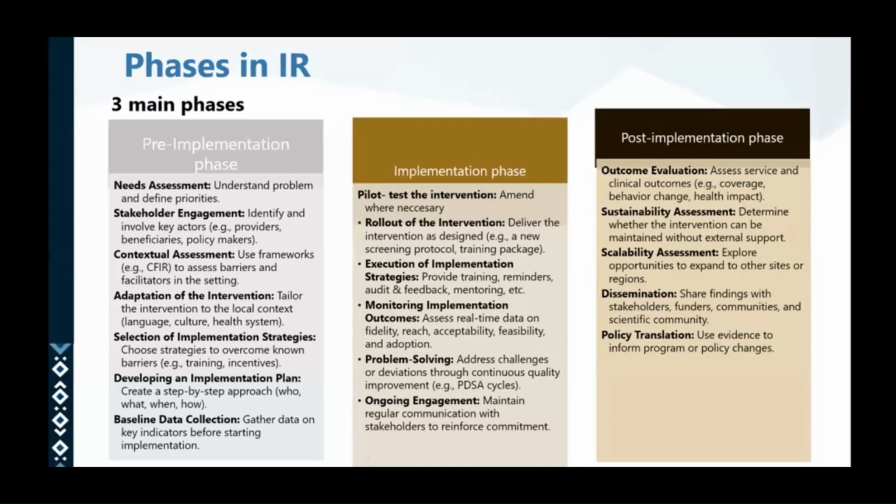Now, going forward to the implementation phase, the first thing you want to do is to pilot your intervention, because this helps you to be able to do the necessary amendment. If you see that maybe this strategy you wrote down will not be effective in this community, then you can modify the strategies and even modify your implementation plan. Then effectively roll out your intervention.